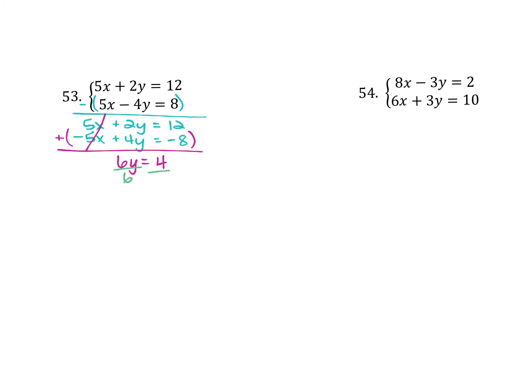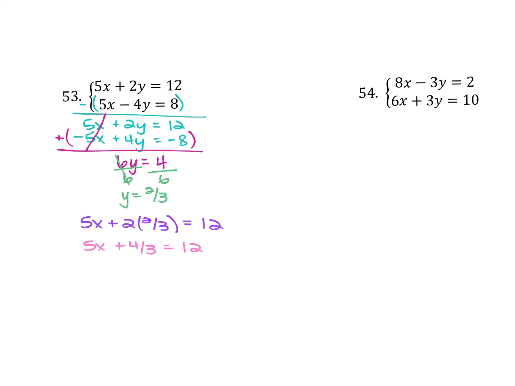So from here, just divide each side by the 6, and simplify. You have y is equal to 2/3. You're going to take this 2/3 and plug it into either the top or the bottom equation. I'm going to work with the top one. So this is going to be 5x plus 2 times 2/3 is equal to 12. The 2 times 2/3 is 4/3. So this is going to be rewritten as 5x plus 4/3 is equal to 12.